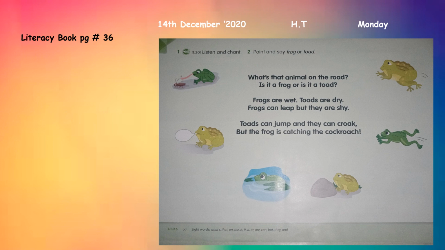What's that animal on the road? Is it a frog or is it a toad? Frogs are wet, toads are dry. Frogs can leap, but they are shy. Toads can jump and they can croak, but the frog is catching the cockroach.